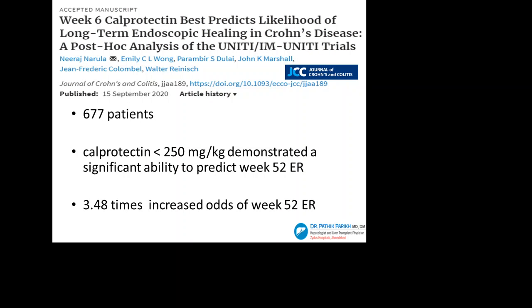In the patient again with Crohn's disease, where 677 patients were included, at week 6 they assessed whether the calprotectin was less than 250 or more than 250. So in patients with less than 250 at 6 weeks, there is 3.48 times more likelihood, or odds ratio, of having a complete endoscopic remission at 52 weeks. So at 6 weeks we can tell the patient whether they are likely to have a complete endoscopic healing by the end of the year or not.